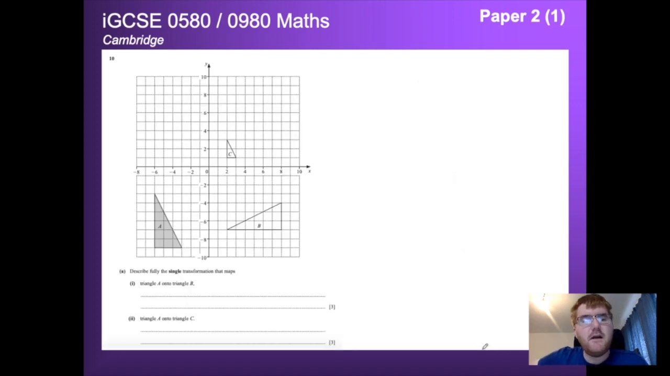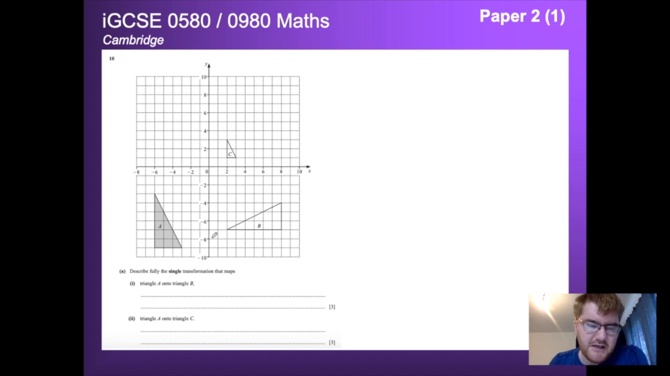Question 10, that's going to be quite hard to do on the computer because I would use tracing paper, but I'll do my best to go through question 10a. So this is a very typical kind of question for transformations. They want you to describe how to go from one shape to another. So we're going to start going from shape A to shape B. And they want 3 bits of information because we've got 3 marks.